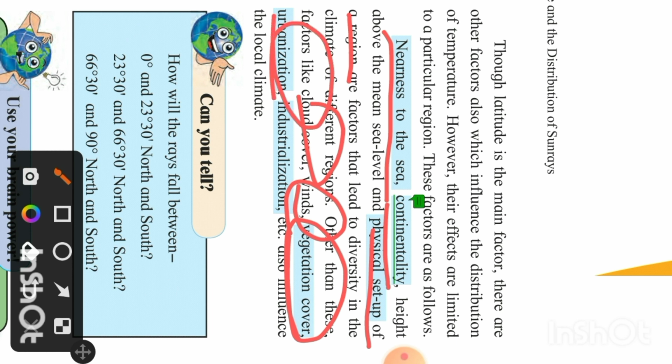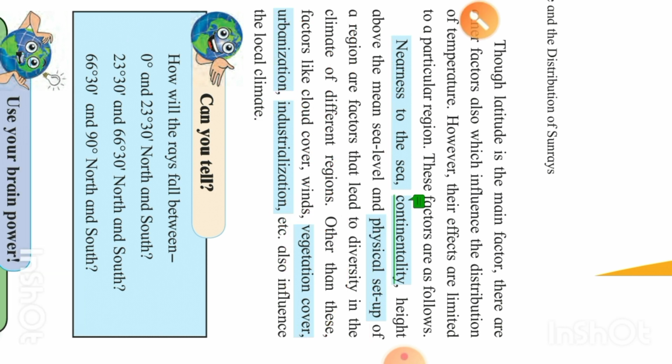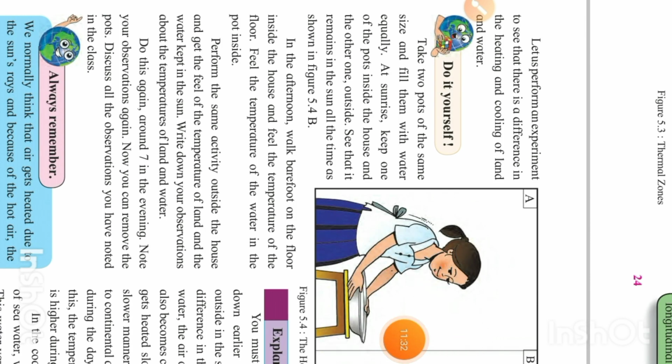Urbanization and industrialization: because of industrialization, industries release gases in the atmosphere, hot gases. So plus sun rays, if we add both factors, it can bring changes in the local climate in any particular area. Let's see this experiment.